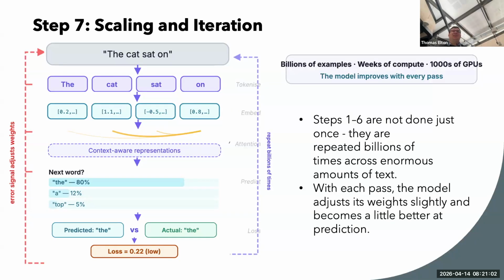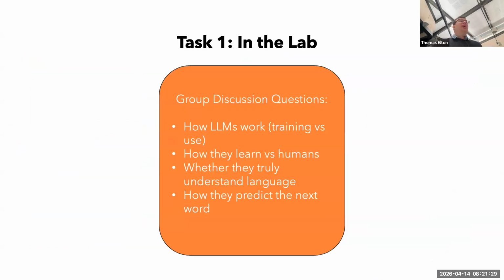Now, this whole example, and I've talked a bit about this as I've been going, "the cat sat on," you can think about that as one document. In reality, we're repeating steps 1 to 6 heaps and heaps of times. So we're using lots and lots of different documents, enormous amounts of text, and with each pass, the model keeps doing this back propagation process, trying to get better and better at making predictions. So hopefully this was a bit of a recap on pre-training.